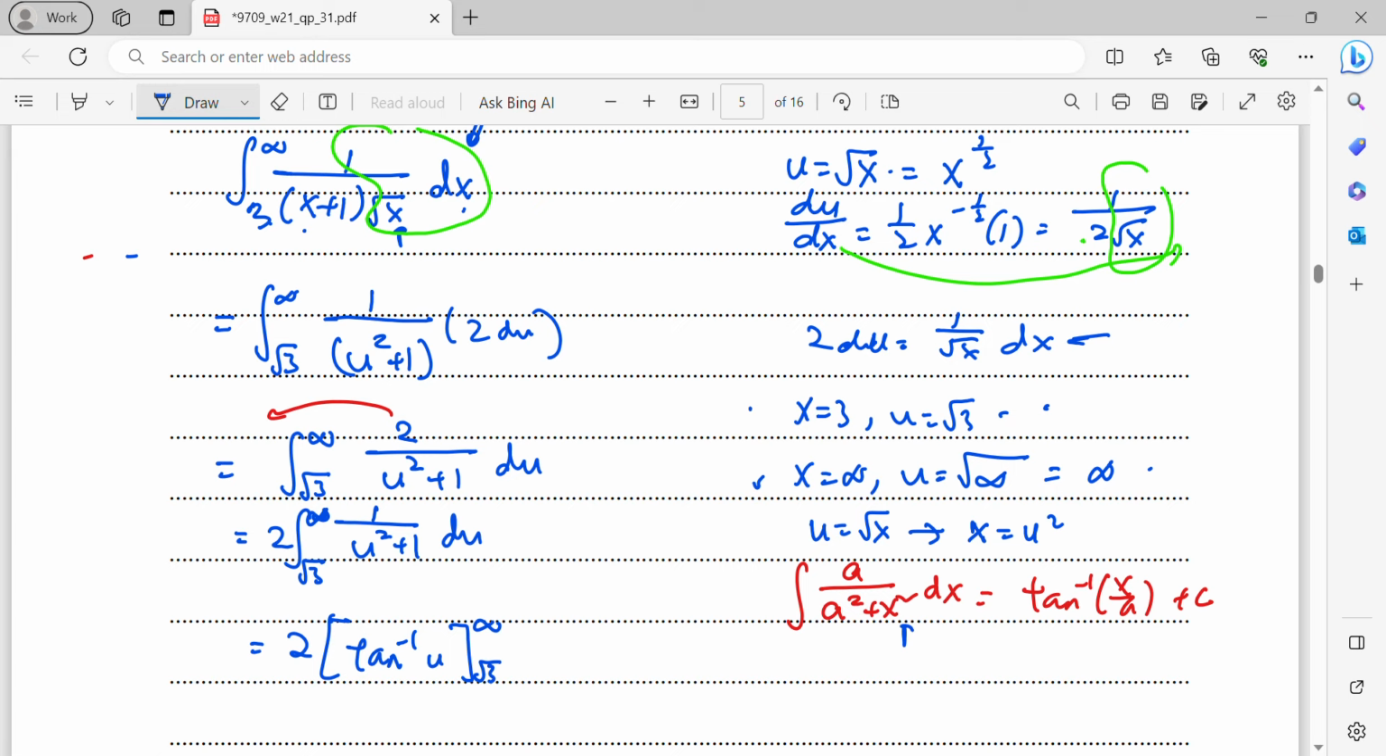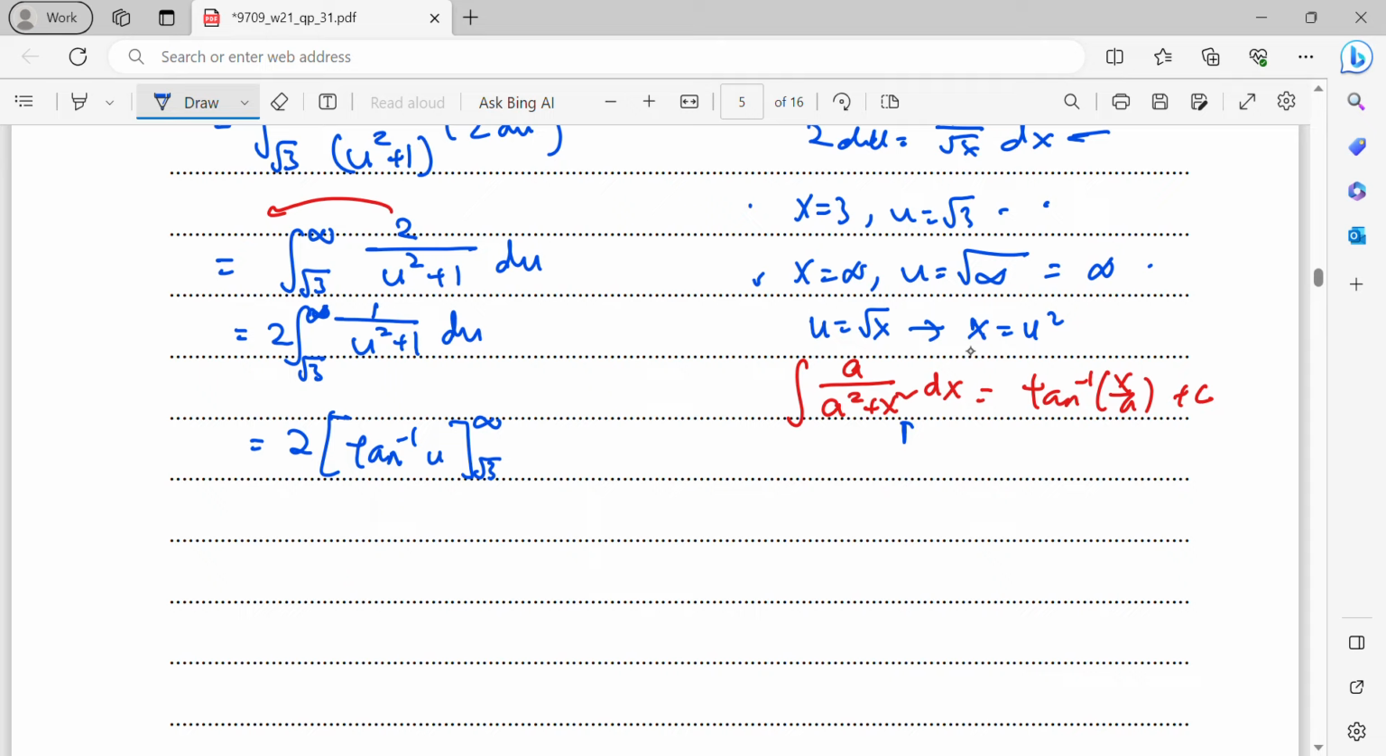Okay, then I will get 2 inverse tangent u over 1, just inverse tangent u, with the limits from square root 3 to infinity. And now I will replace the u by infinity first, then I will be getting inverse tangent infinity minus inverse tangent square root 3. So inverse tangent infinity is basically pi over 2. Inverse tangent square root 3 is pi over 3. So when you simplify, this is going to be 1 over 3 pi.